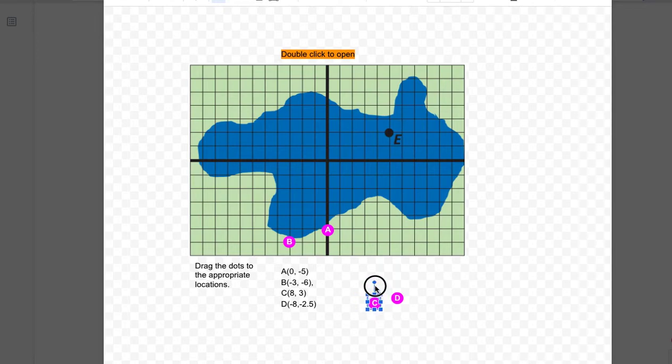So 1, 2, 3, 4, 5, 6, 7, 8, and 3. 8 to the right, 3 up. And then negative 8, 2.5. So 1, 2, 3, 4, 5, 6, 7, 8, then down 1, down 2, and a half. So this one should be kind of in between these 2 lines.